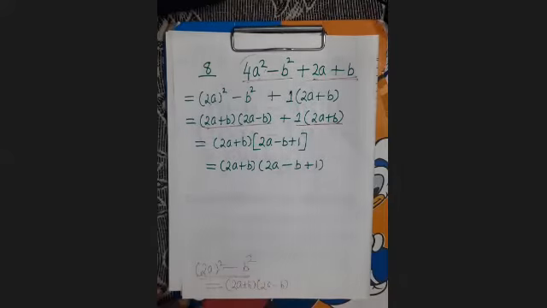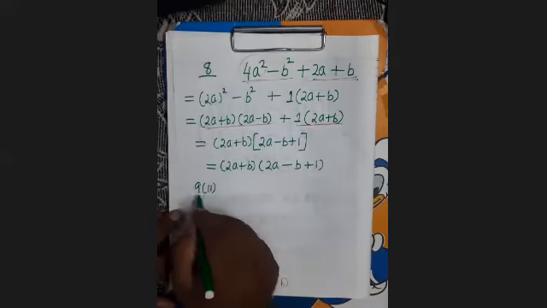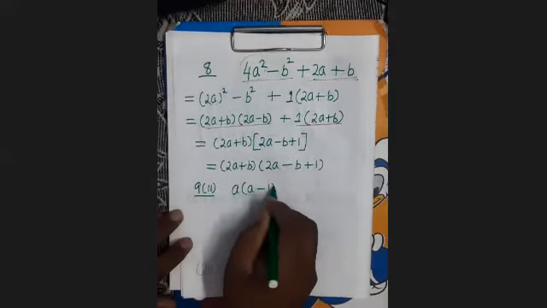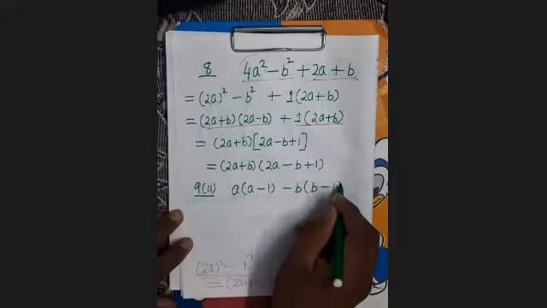It's clear? Now see here. Question number 9, second part. a into a minus 1 minus b into b minus 1.